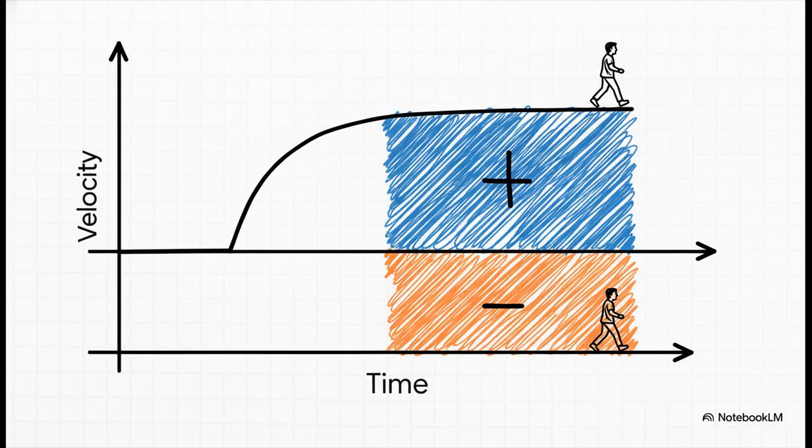And this is the other crucial piece of the puzzle. Any area that's above the axis is positive displacement. But any area below the axis, that represents negative displacement. This graphical method is so cool because it automatically takes care of the vector nature of displacement. It keeps track of the direction for us.